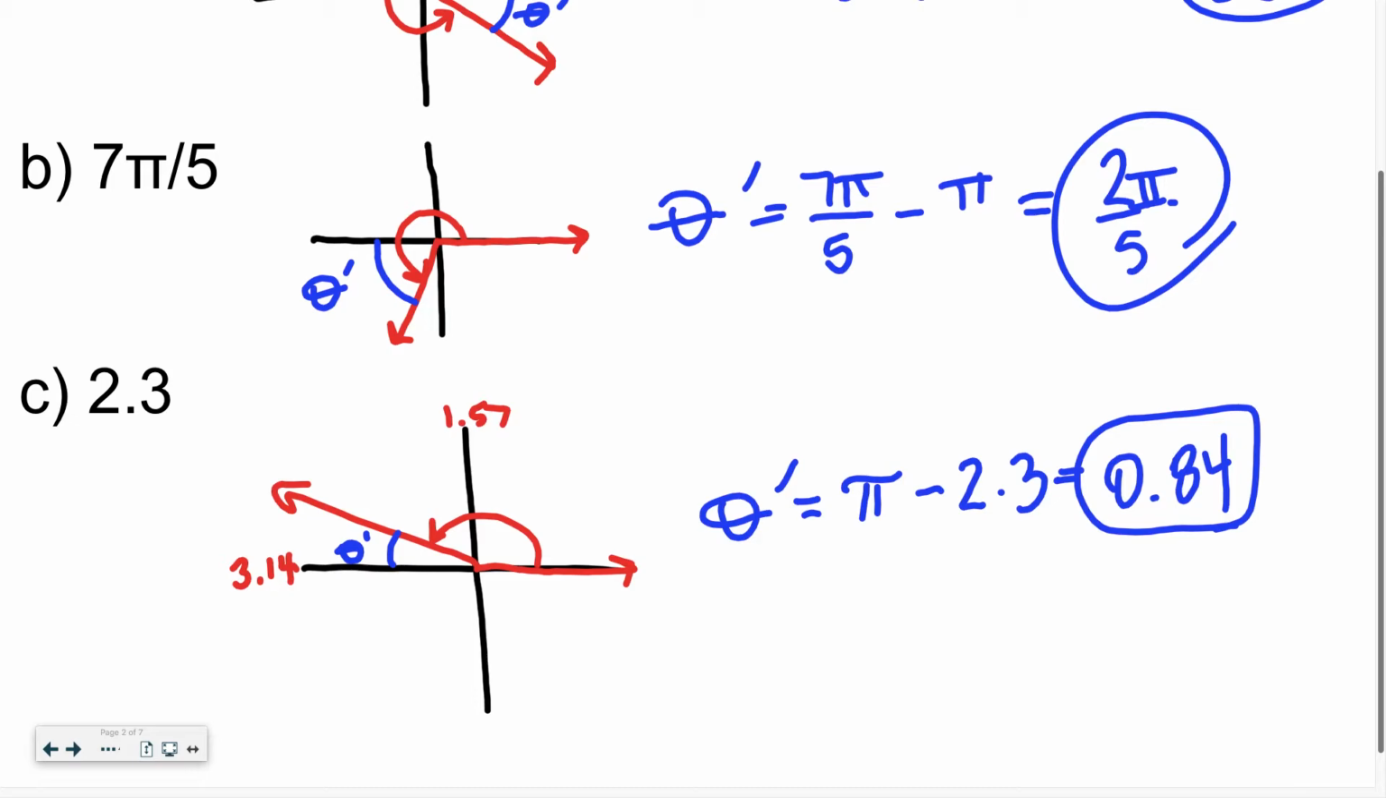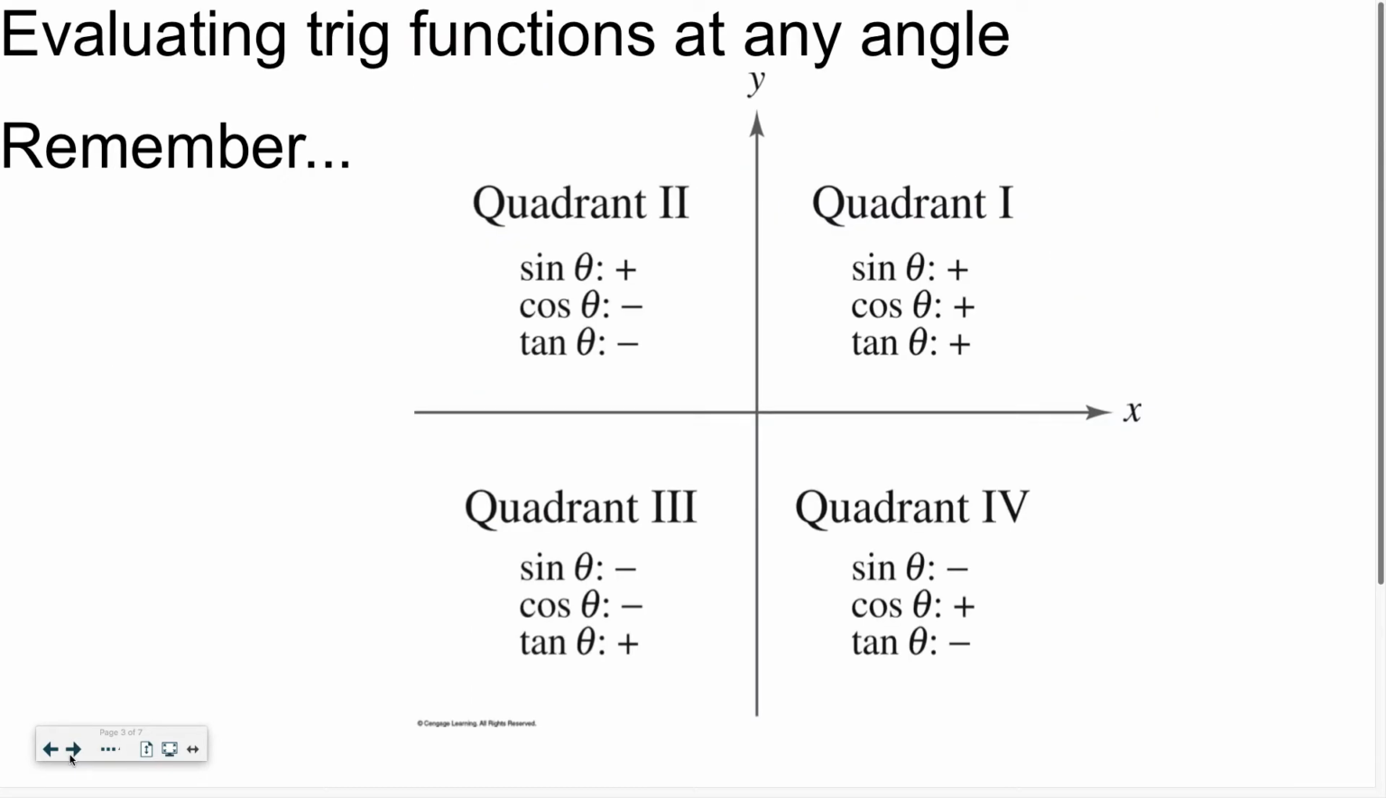Okay. Just as a reminder that everything is positive in the first quadrant. Of the three major trig functions, only sine in the second, only tangent in the third, and only cosine in the fourth. All students take calculus.